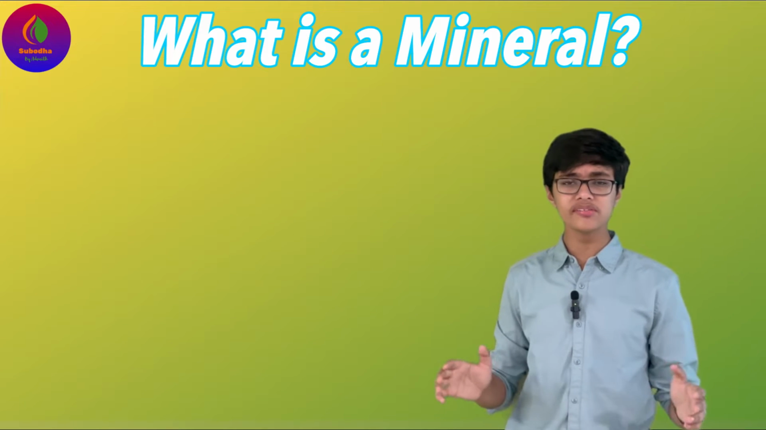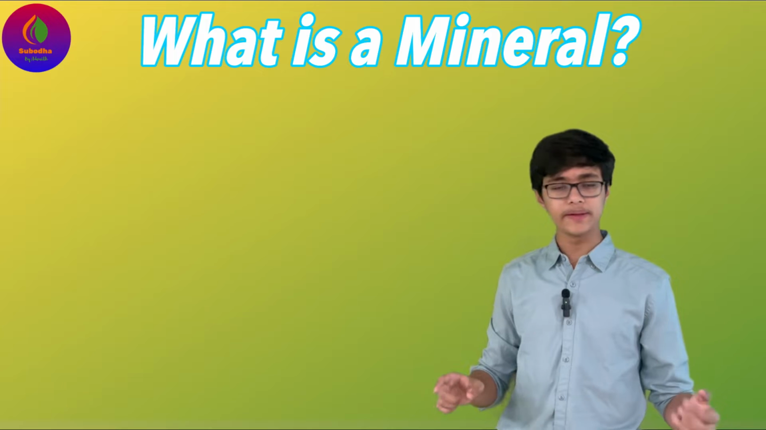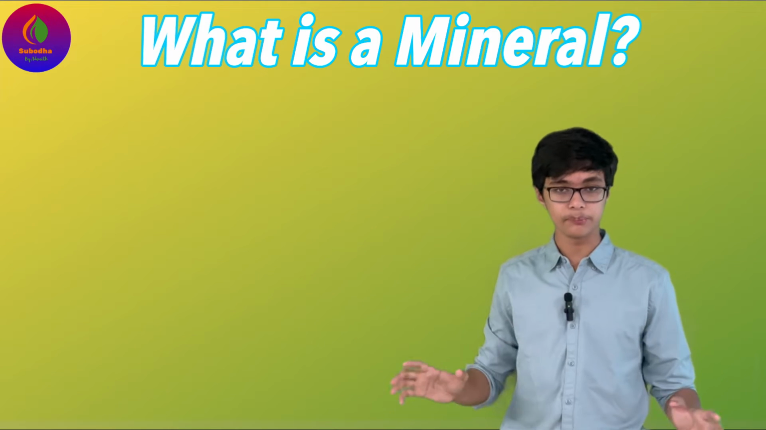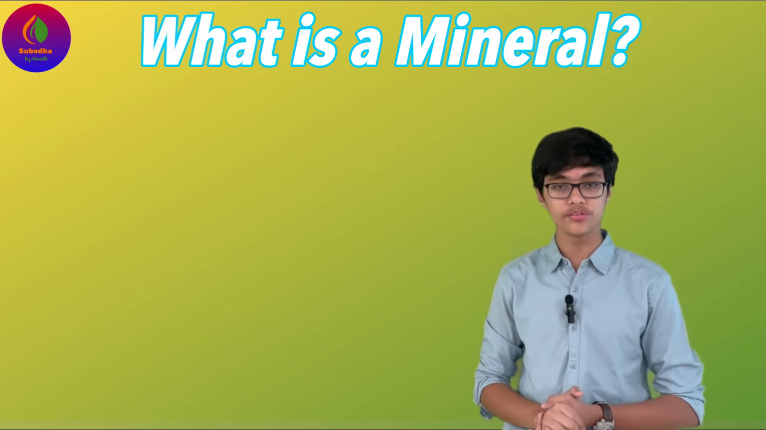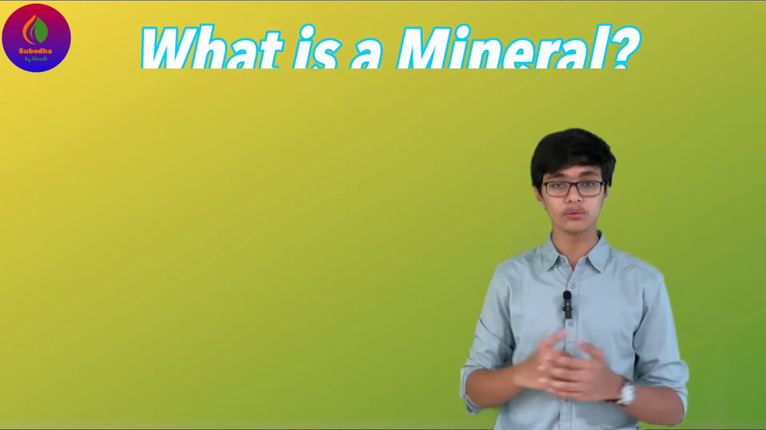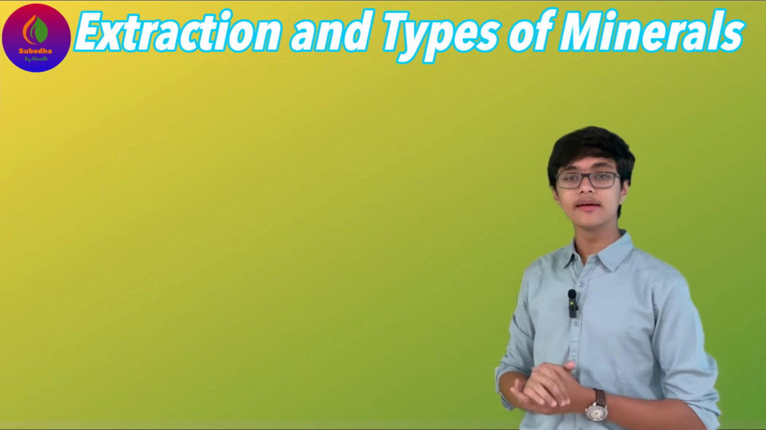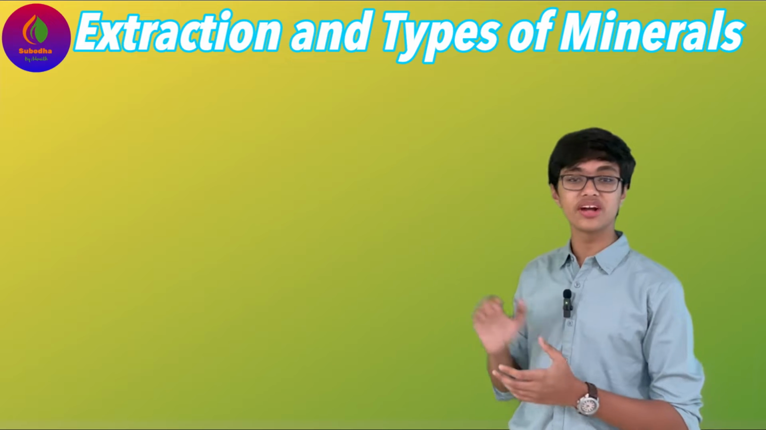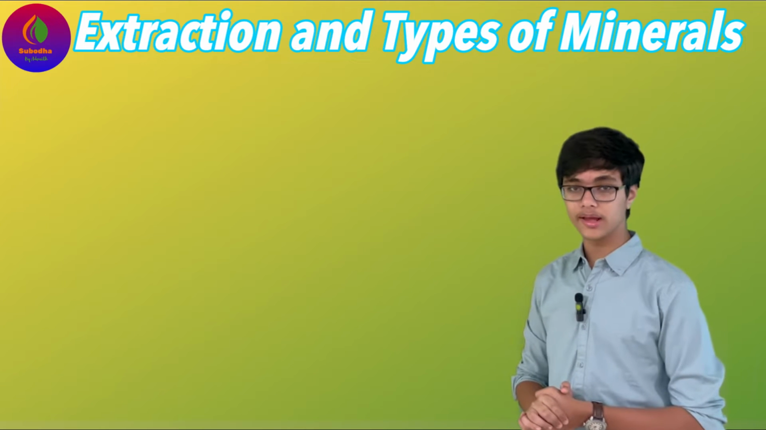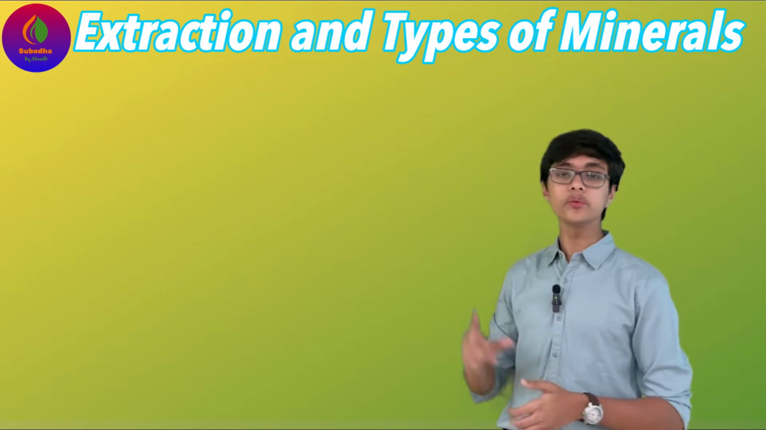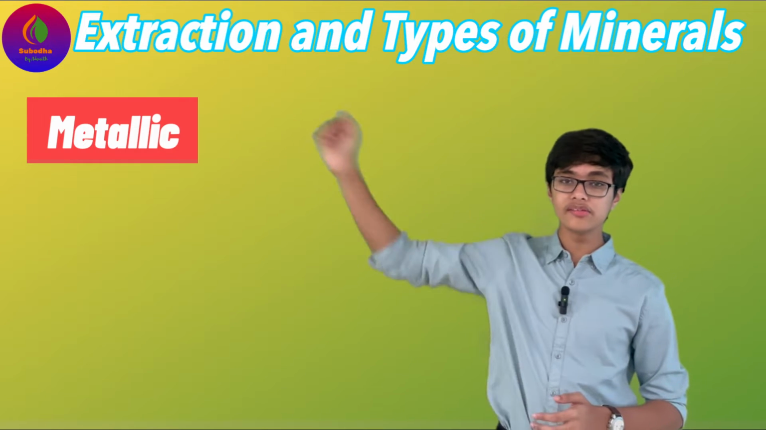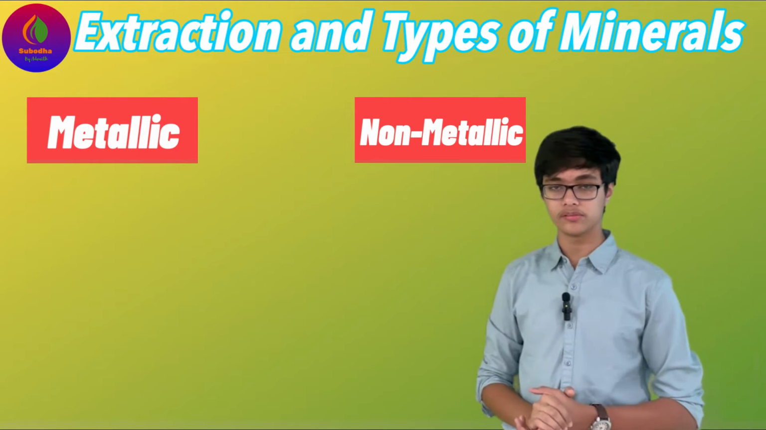Now, we use minerals every day in our lives, be it from automobiles to cooking, we use it everywhere. And that is what we're going to study in this chapter. Where do we use minerals and how do we save them? So now let's move on to the second part of this chapter, that is the extraction and the types of minerals. Now in nature, there are two broad categories for minerals: metallic minerals and non-metallic minerals.